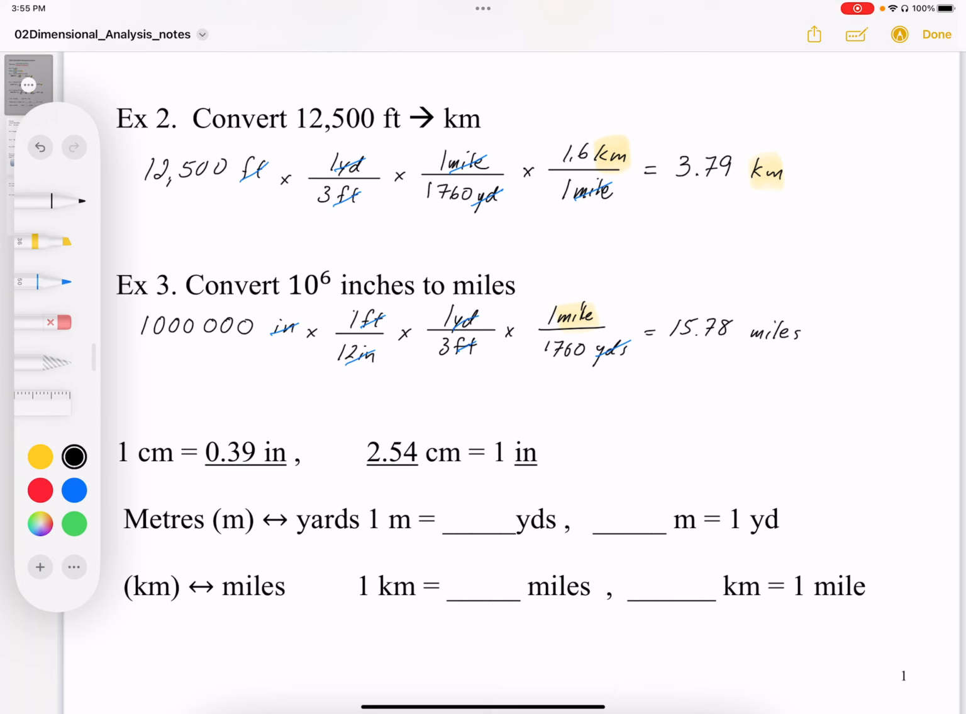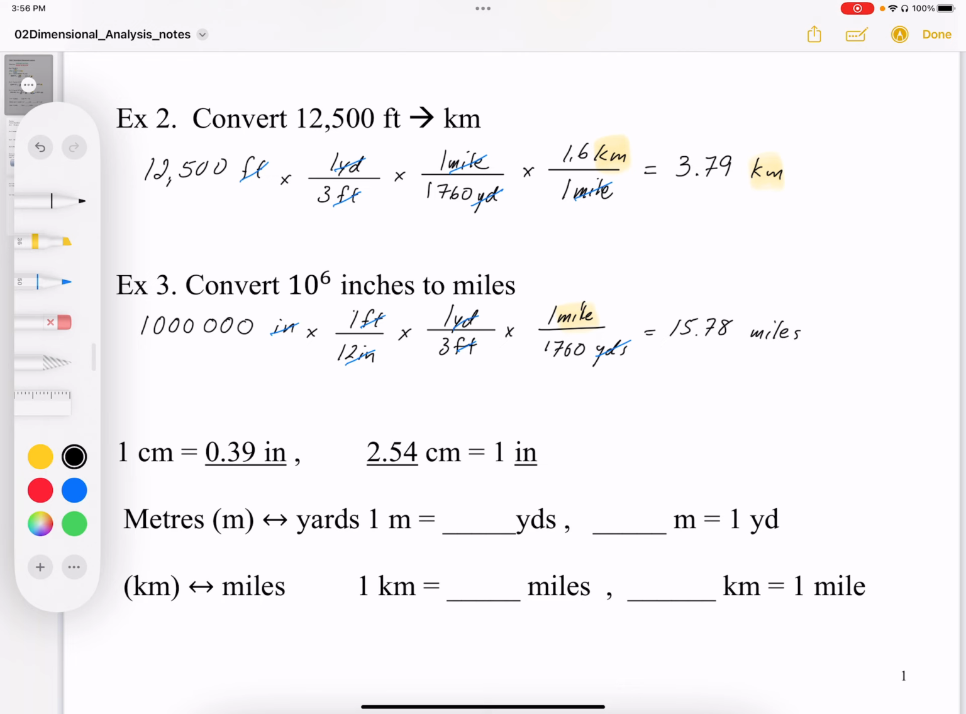So I want to then convert meters into yards. Okay, we have our conversion factors. These are kind of good to know, and they're reciprocals of each other. 1 centimeter is equal to 0.39 inches, or 2.54 centimeters is equal to 1 inch.